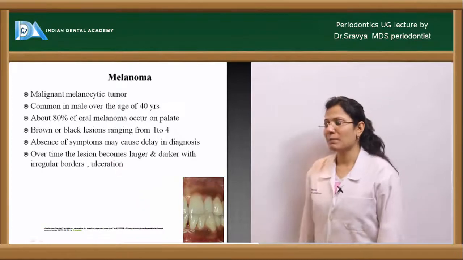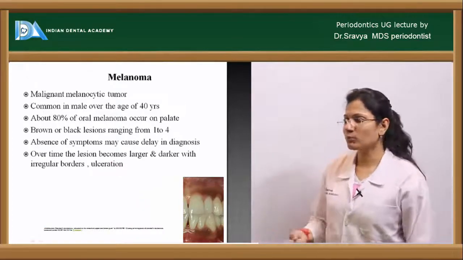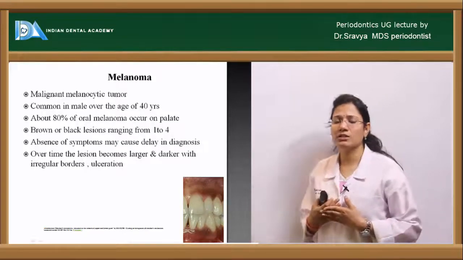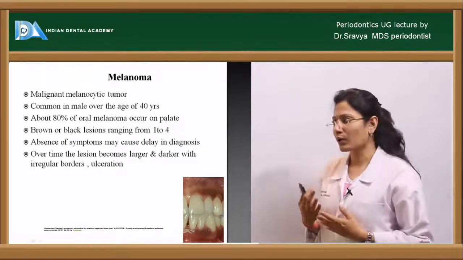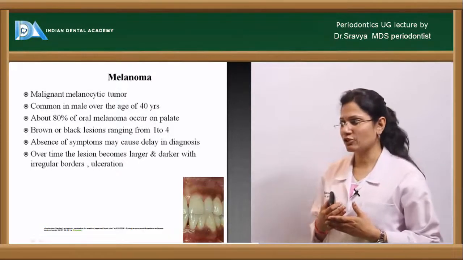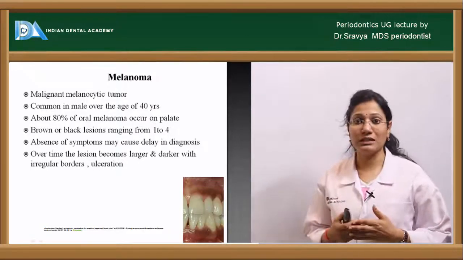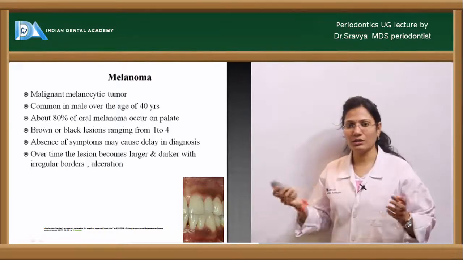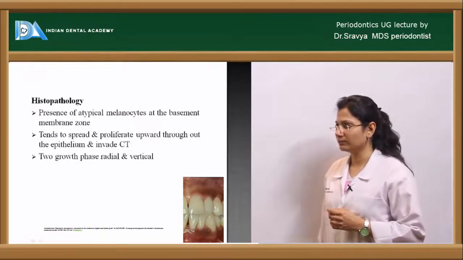So melanoma is a malignant melanotic tumor most commonly occurring in males over the age of 40 years, and the most common site involved is your palate. You see it as black or brown lesions. The absence of symptoms may cause delay in diagnosis. Sometimes you have an irregular border and ulcerations can also be seen.